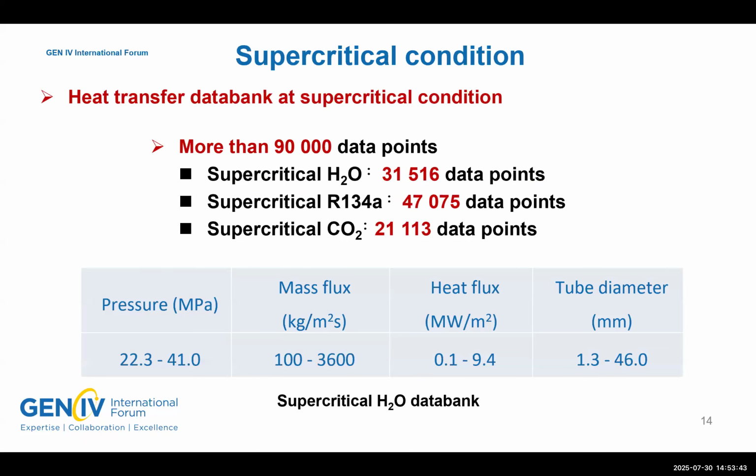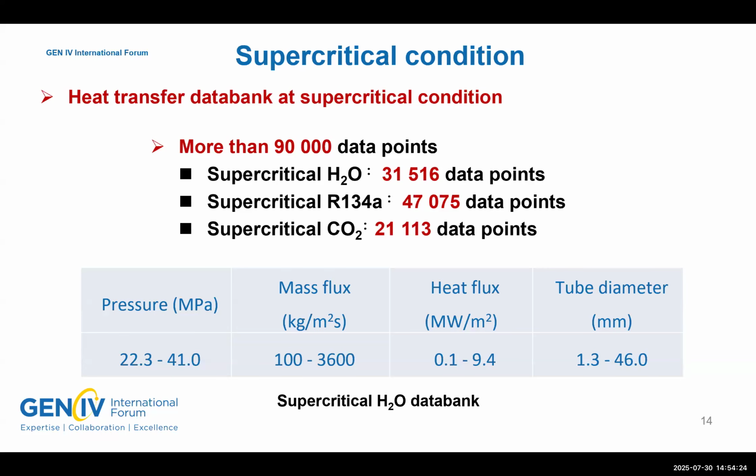In the past years, we have established a heat transfer data bank for supercritical fluids. It contains experiments of supercritical fluids flowing in vertical tubes, including more than 80,000 data points from 3 different fluids: water, freon, and CO2. And as the table shows, the range of conditions covered in our data bank for supercritical water.